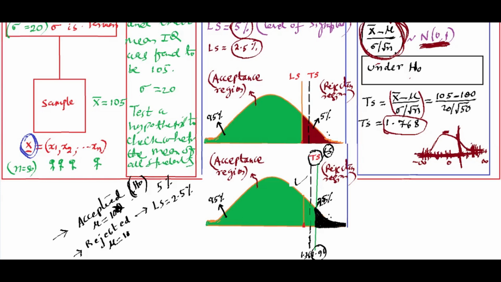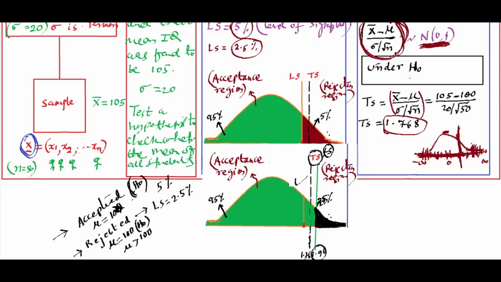You accept or reject H naught. Rejected means you can write mu is greater than 100 here. So you accept H naught or you reject H naught. Okay. You reject H naught or you can't reject H naught. On the basis of the sample, you have to take a decision. Okay. So this is accepted or rejected.